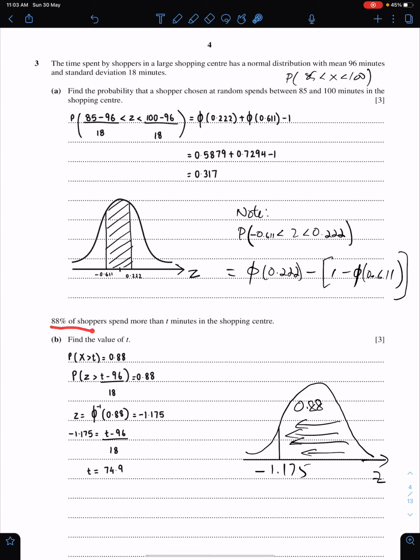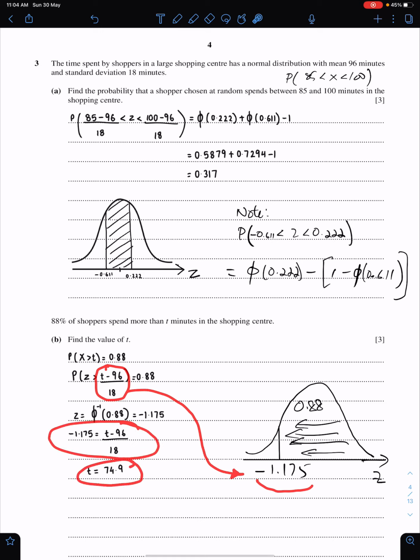This is the question of inverse normal distribution. 88% of shoppers spend more than T minutes in the shopping center. This information is given. So we need to shade this area with respect to this sign of inequality. Since we have a greater-than sign, we will shade this area from the upper tail towards the lower tail, which is here, 0.88. And its corresponding z value is this, minus 1.175. So you need to equate this thing to minus 1.175, which is here.